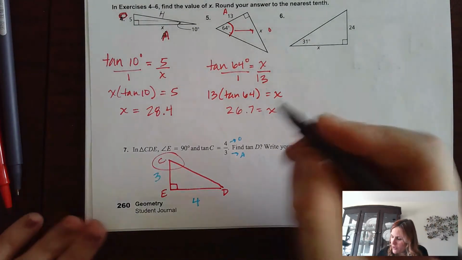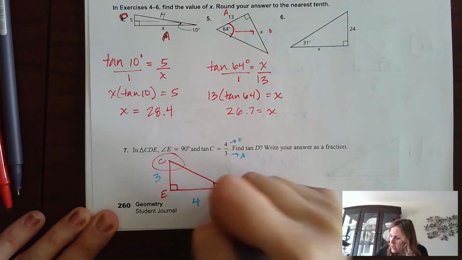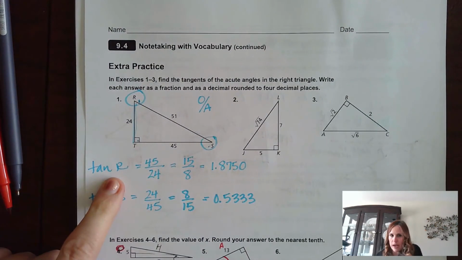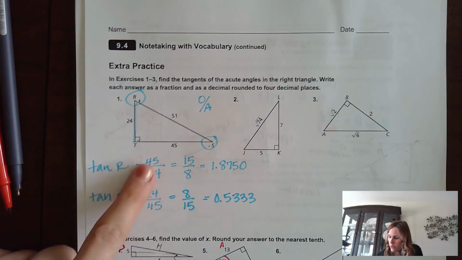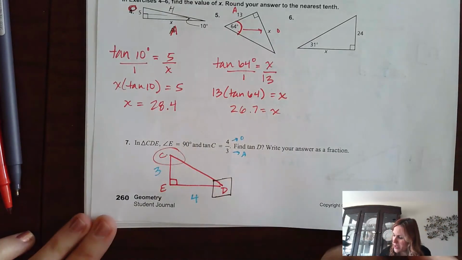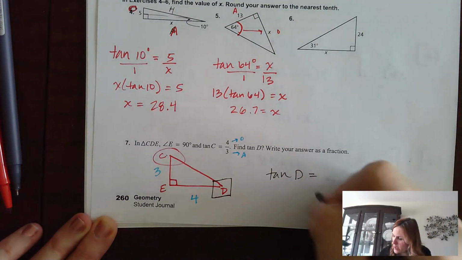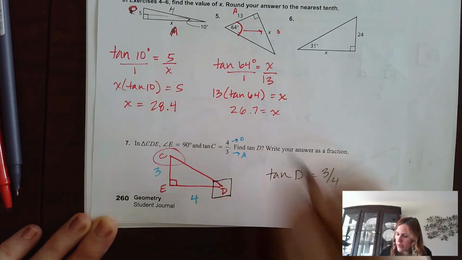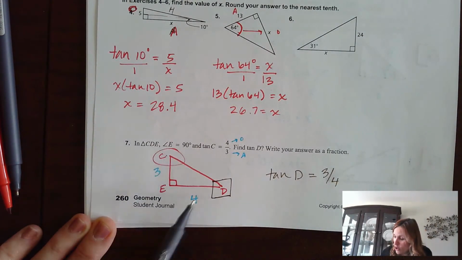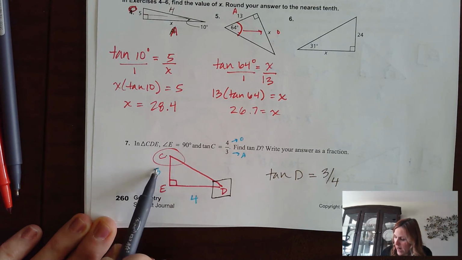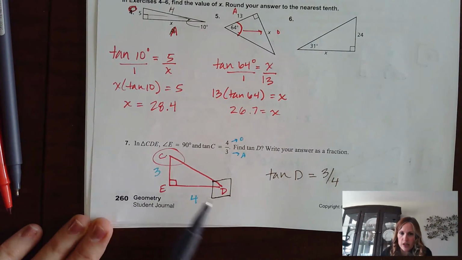Well, we already kind of know how to do this one, right? Remember we talked about up here, if you have tangents of 2 acute angles in the same triangle, they're just reciprocals of each other. So technically, without having to even draw the triangle, we could tell you tangent of D was 3/4 because it's the reciprocal of that one. Or you could look at the triangle and say, okay, tangent of D, opposite over adjacent, and get 3/4.